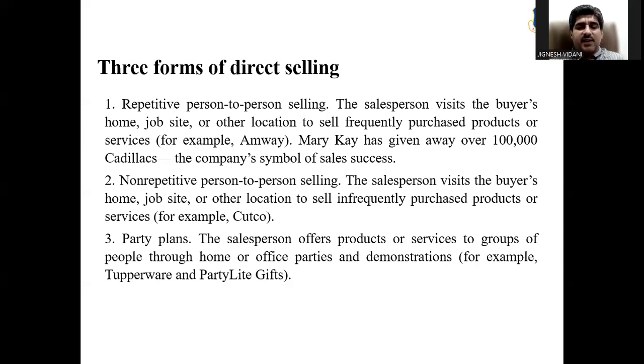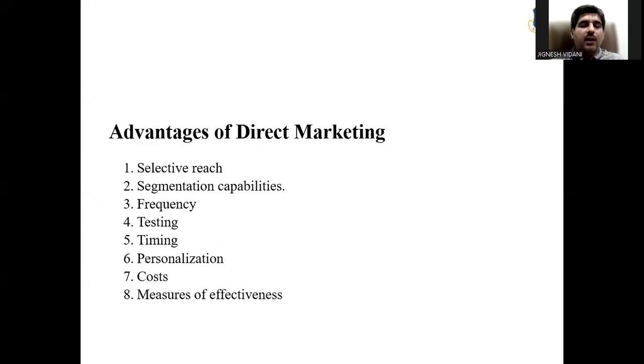Non-repetitive person-to-person selling. The salesperson visits the buyer's home, job site, or other location to sell infrequently purchased products or services. Cutco. Party plans. The salesperson offers products or services to a group of people through home or office parties and demonstrates. For example, Tupperware and PartyLite gifts.